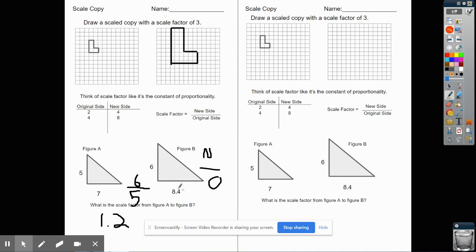Okay, so that's how you figure out scale factor. If you have any more questions, please ask us. But you take the new side divided by the old side, and that's how you figure out scale factor.